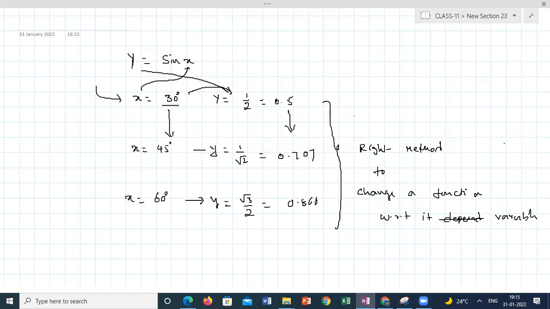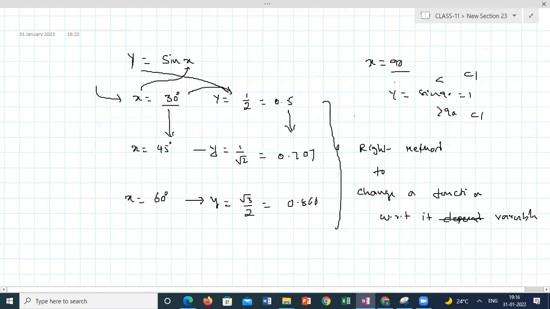Suppose I'm taking the same function at x is equal to 90. This is a little bit different. At y is equal to sine 90, it is 1. If I'm taking less than 90, it will be less than 1. If it is greater than 90, also it is less than 1. The y value is not exceeding 1. So the behavior of the function is different at 90 degrees, that is at pi by 2. So how to understand the behavior of a function?